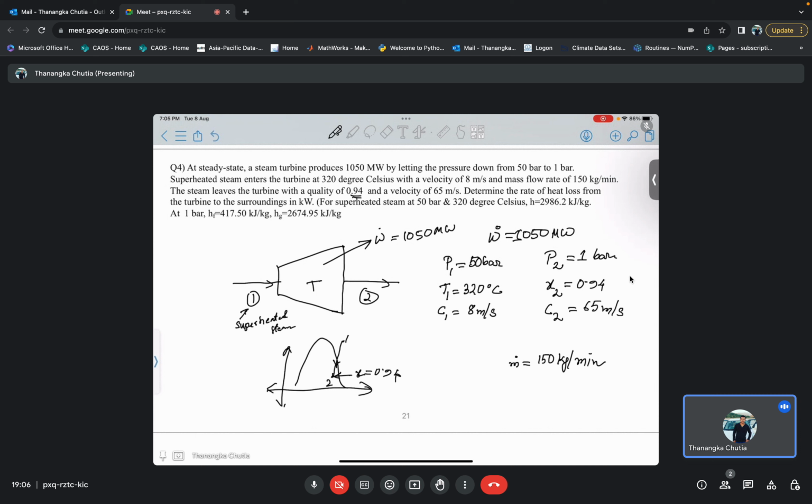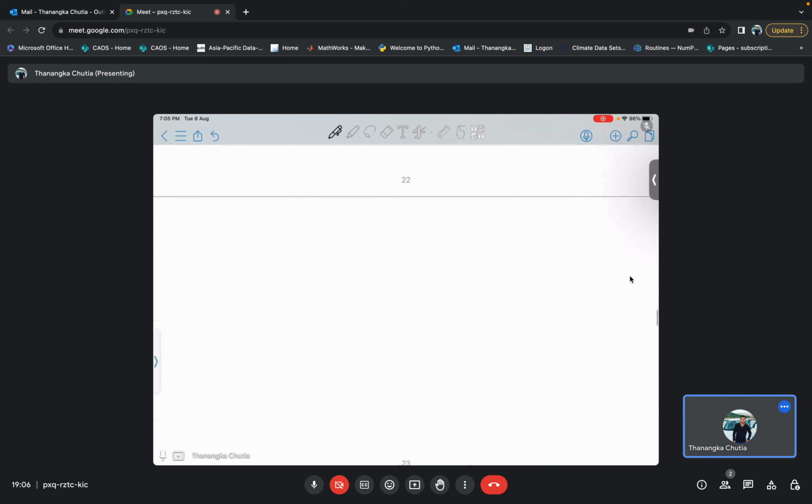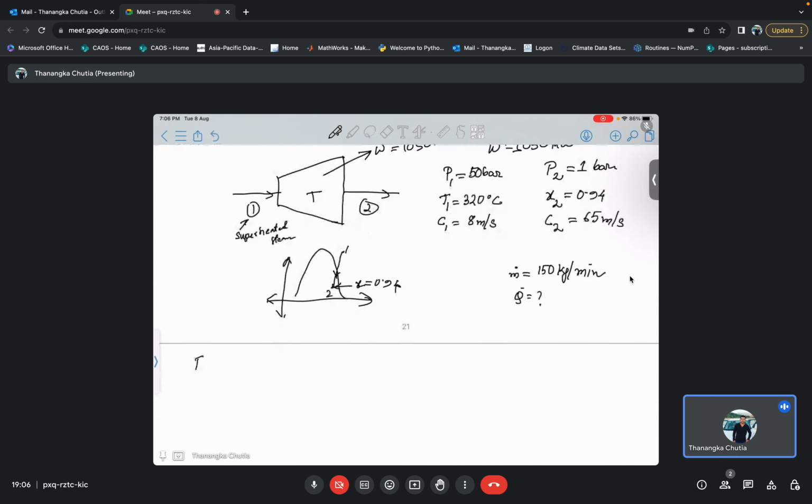Now determine the rate of heat loss from the turbine to the surroundings in kilowatts. So you have to determine Q dot. Fine, these are the questions. Now, let us see what values are given to us from the steam table.